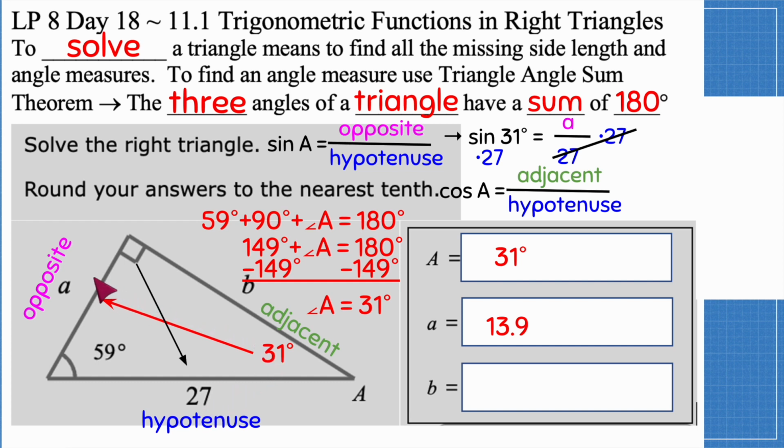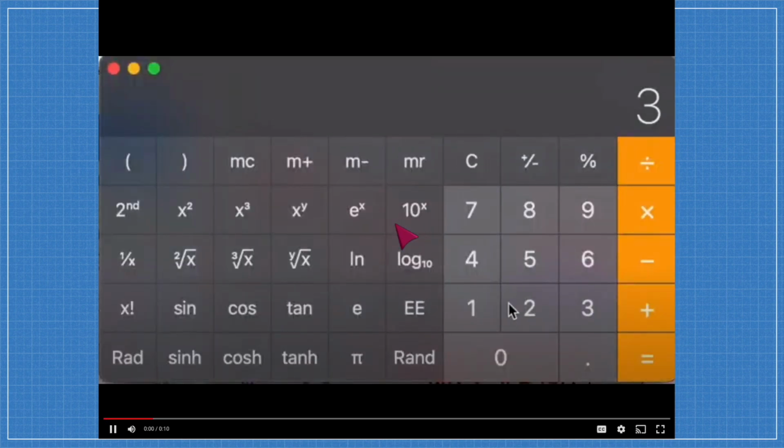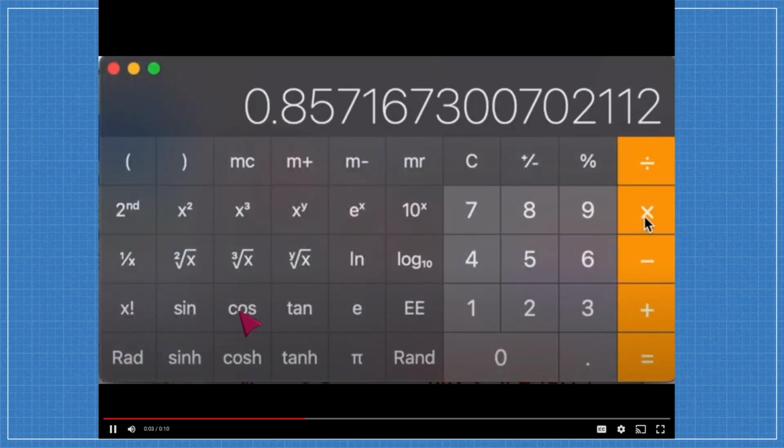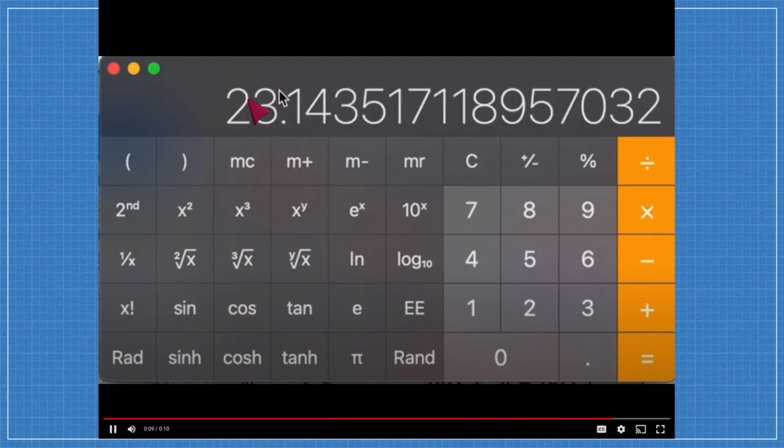I tend not to use ones that I've calculated unless I have to, but you could very well use the 13.9 if you needed to, but it was rounded. So I would be very careful about using a rounded number in your next calculation unless it's absolutely necessary. So I have the cosine of 31 equals adjacent, which is b, over the hypotenuse, which is 27. So again, I'd multiply by 27 on both sides, and this would cancel out, and I would use my calculator to do cosine of 31. So I do 31 cosine this time, and then times 27, and I get my 23.1.